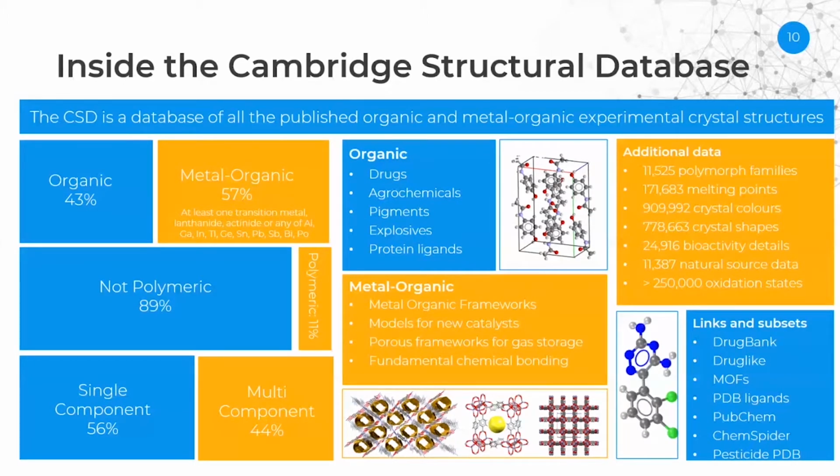As I'm sure you know, the CSD contains a mix of organic and metal organic structures with a split between single and multi-component complexes. It's used in a variety of industries, including pharmaceutical and agrochemical, and it can also be used to understand fundamental bonding. As well as more experimental data, such as melting point, crystal colour, crystal shape, the CSD entry includes key crystallographic information such as unit cell and crystal space group.